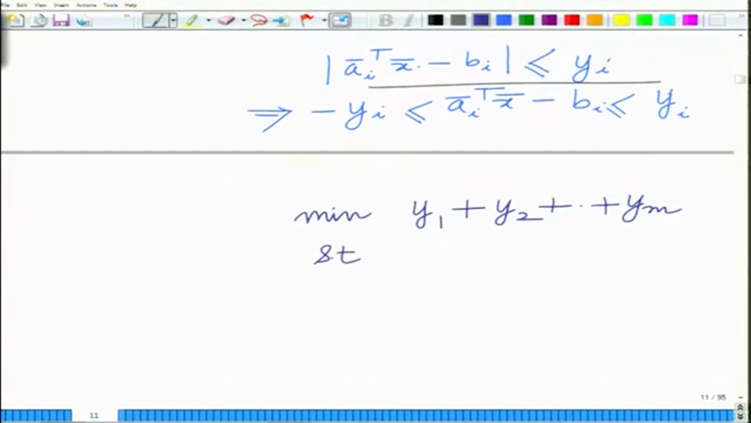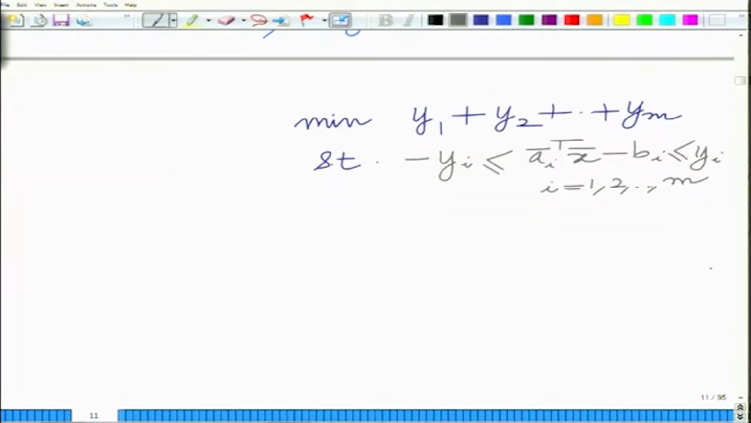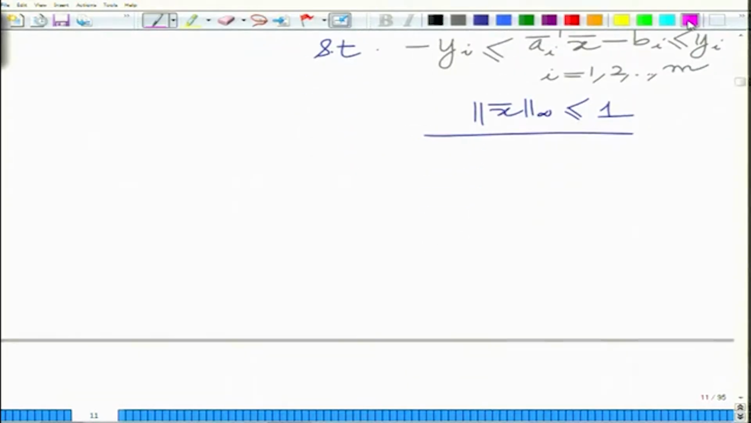Now, subject to the constraint, what is that? Minus Yi less than or equal to Ai bar transpose x bar minus Bi, which is less than or equal to Yi, for i equals 1, 2, up to m. This is the constraint. And now you still have the other constraint, which remains as it is: norm x bar infinity less than or equal to 1. Now, we also have to know that you can write this L infinity norm constraint as a set of linear constraints, because look at this, what is this?